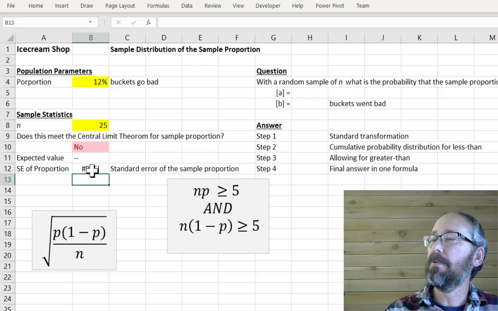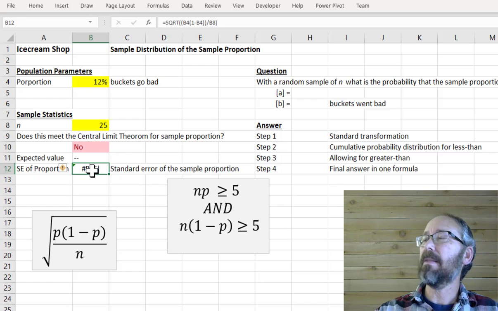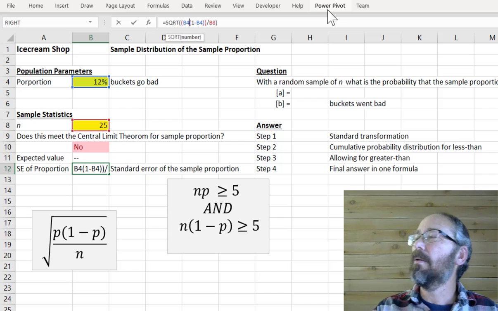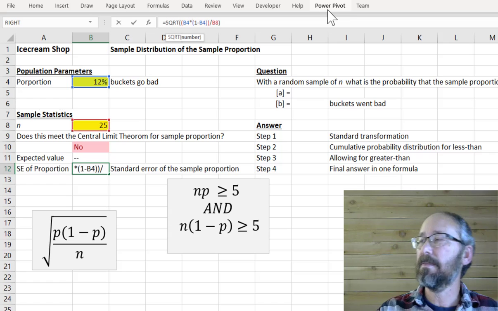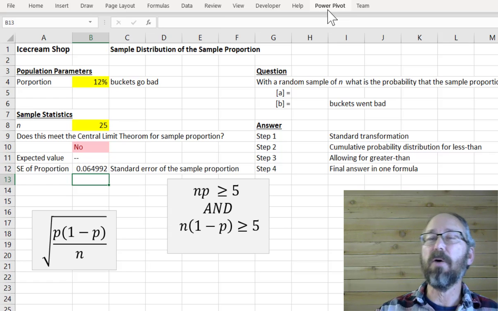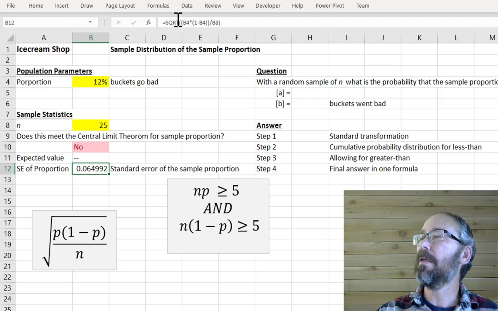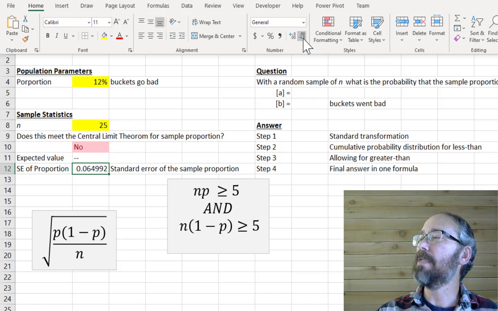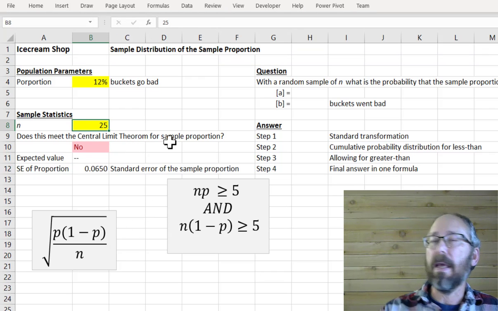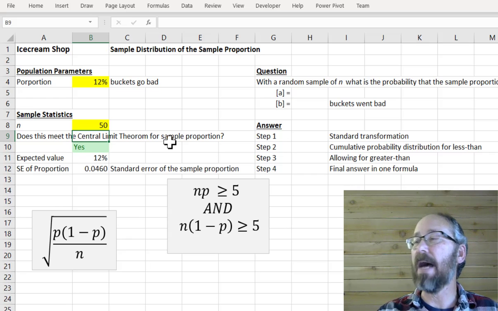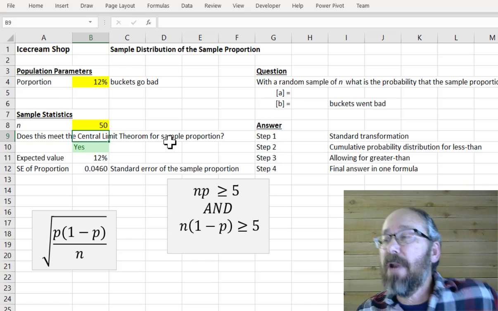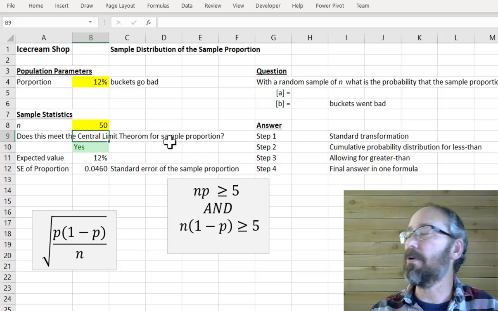And in my square root, oh, it doesn't like that. What have I done wrong? Look at this, I don't have my multiplication sign. The little things. And there we go. We have our value here. We don't need all those decimals, so let's get it down to 4 decimals. And let's get this back to 50, so it's yes, we've got 12% as our expected value for our sample statistic, and our standard error of our proportion is 0.046.